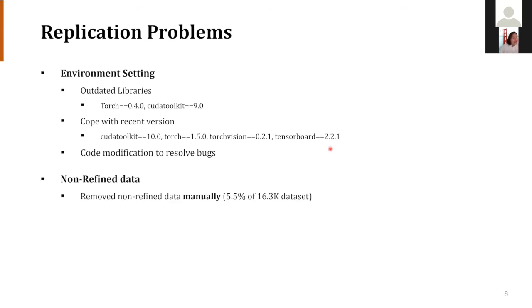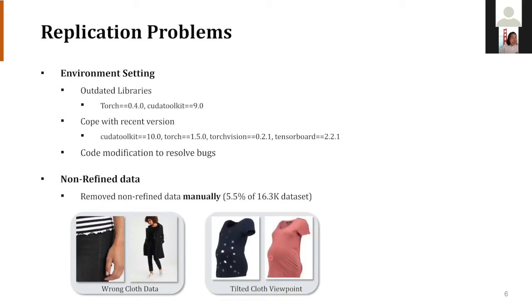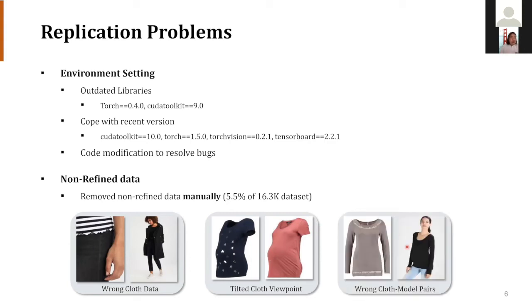Also, it had non-refined data. Thus, we removed non-refined data manually, 5.5% of the 16.3K dataset. It included ground cloth data, which is not a plain cloth image, and tilted cloth viewpoint, although we need frontal view cloth. And finally, wrong cloth-model pairs, which means the same index, but wearing different cloth.